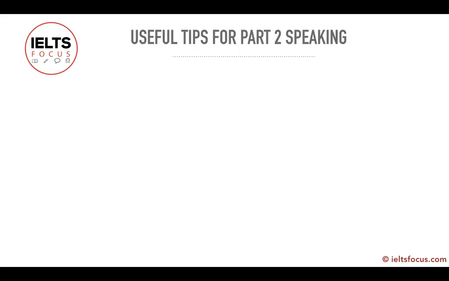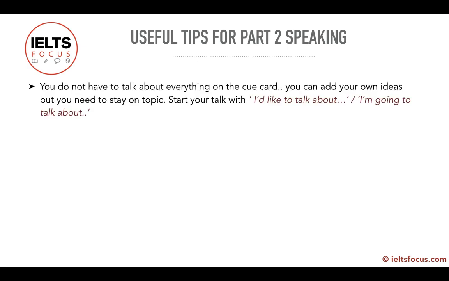So some useful tips for part 2 speaking. You don't have to talk about everything on the cue card. You can add your own ideas, but you need to stay on topic. So if you're given a card and it says describe a car journey you took, and you start talking about a meal you had in a restaurant, that's a completely different topic, so that's no good. You've got to keep on that general topic.